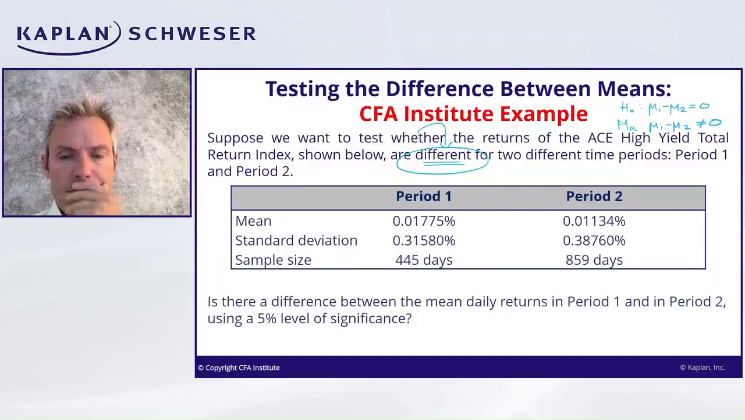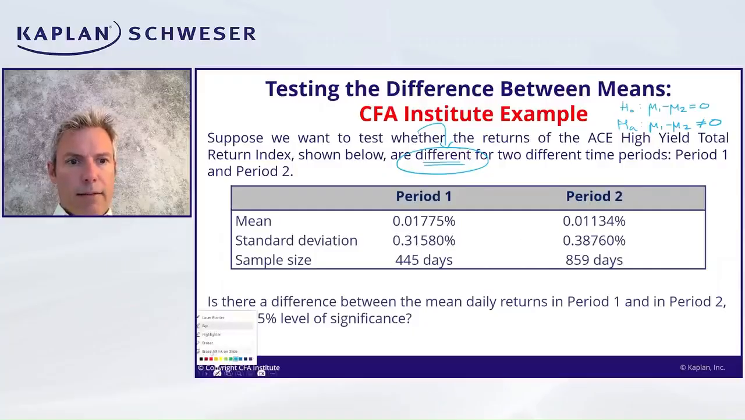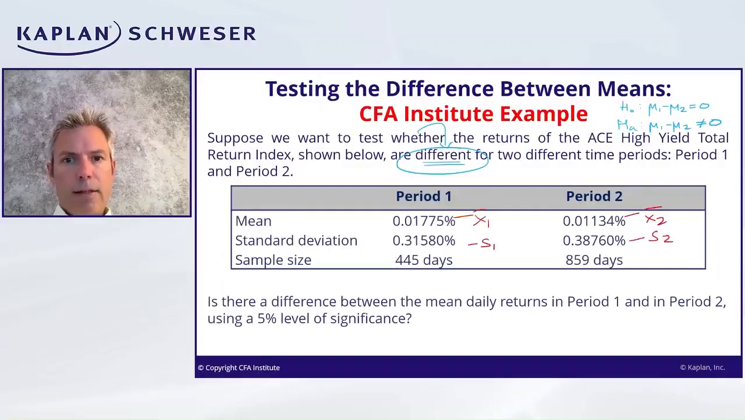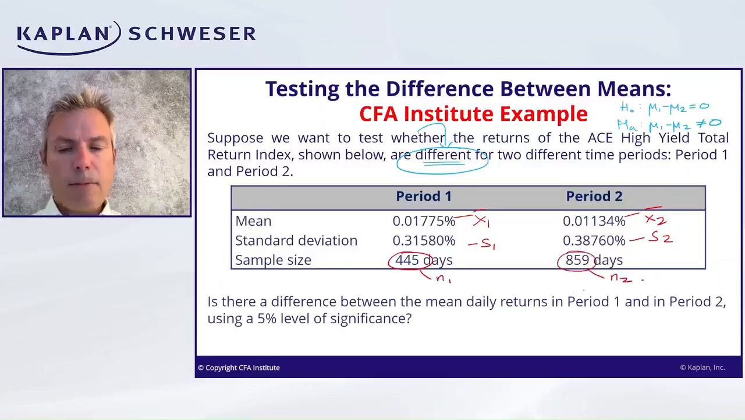For these different periods, look at this, period 1, period 2. So there's your first. Now, what you're looking at here is sample data. I'll label that one X bar 1. All right, that one's X bar 1, and that's X bar 2, your sample means. That there is S1, that's S2. And that's the sample you did for the first period, N1. And that's the sample you did for the second period, N2.